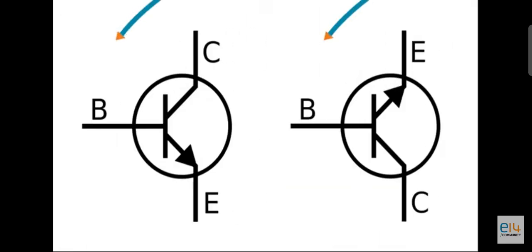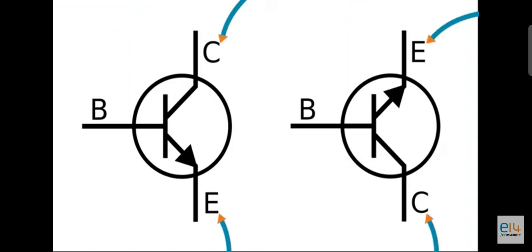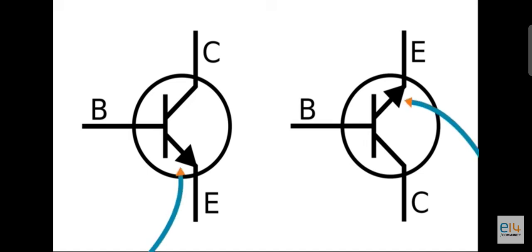We know that the middle layer is always the base, but the emitter and collector can appear on either side of the symbol. On the circuit symbol, the arrow is always on the emitter, so we can tell which lead is the emitter and which is the collector by seeing which one has the arrow.